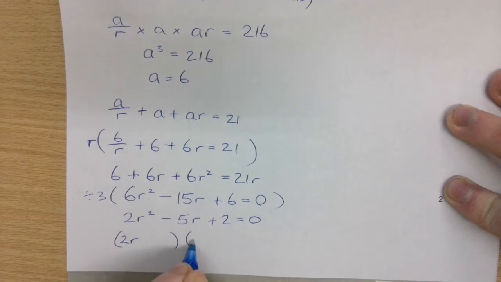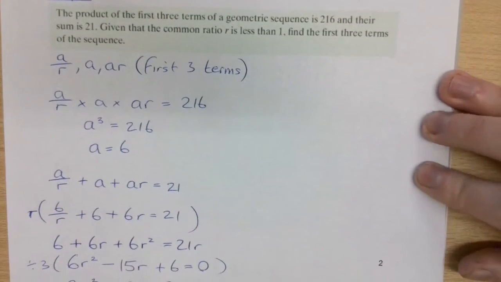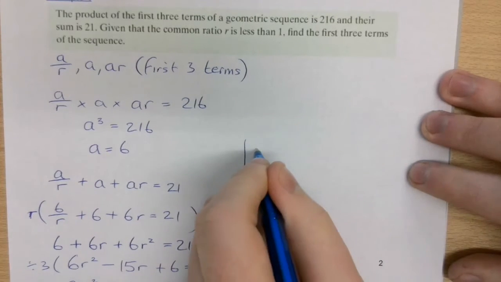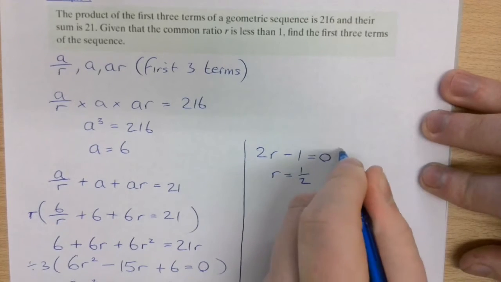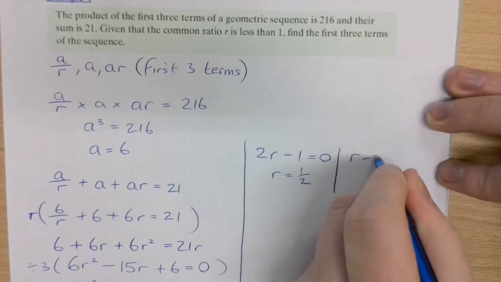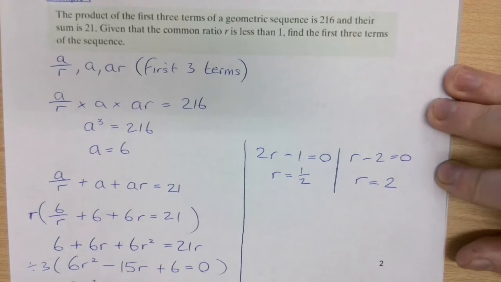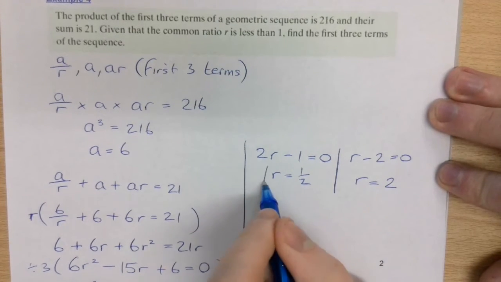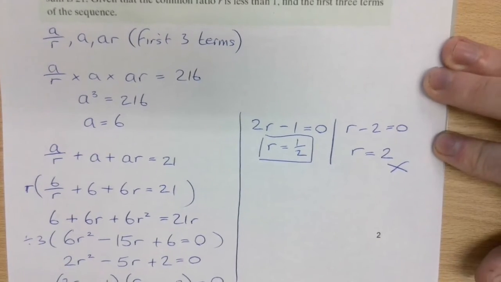2r and r are our factors. We can see that it's going to be 2 and 1, and then both of them are going to be a minus. And then we need to put that equal to 0. So we have 2r minus 1 equal to 0, so r is equal to a half. And then the second answer would be r minus 2 is equal to 0, so r would be equal to 2. Now it told us in the question to find the common ratio which is less than 1, so this one has to be our answer, and this one is incorrect. So r is equal to a half as our answer.